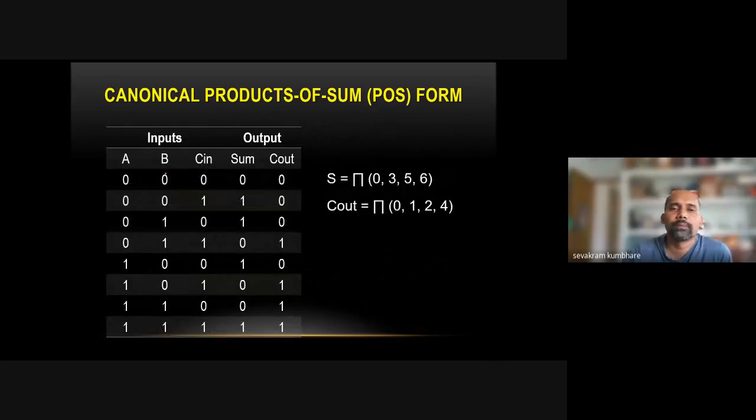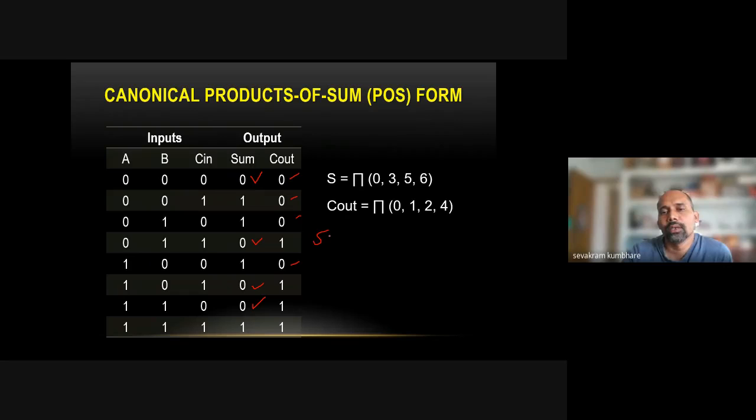So again, we'll take the same truth table of the full adder. We need to find the terms related to 0, that is the false maxterms. So these are the false maxterms. So sum is equal to pi of 0, 3, 5, 6. Similarly, we can find it for C out. So C out is equal to pi of 0, 1, 2, 4. And if we want to write down the expression, how can we write it?